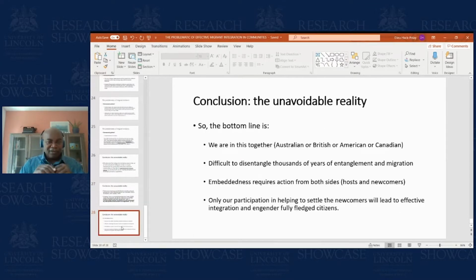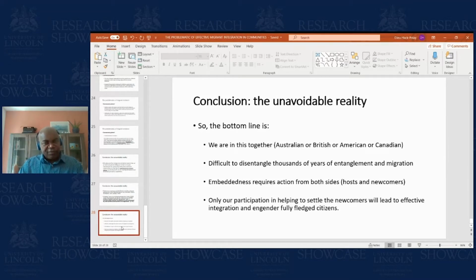So in closing, we have to recognize that we are in this together, whether we are from South America, from Africa, from Asia, from America or Canada, whatever it is, we are in this together. A bit like in the corona context that we're in. Whether you are white, black, or green, we can all be infected by the corona. So we have to protect one another and we have to protect ourselves. So we are in this together.